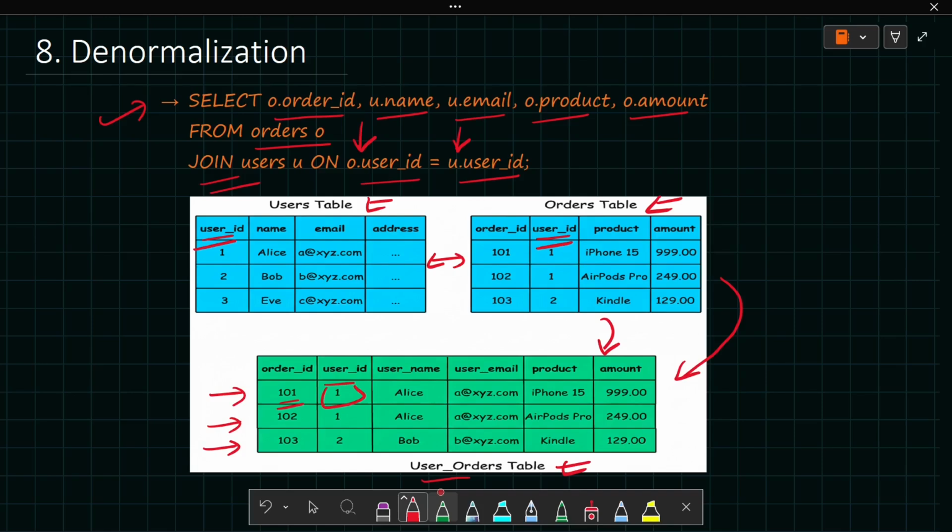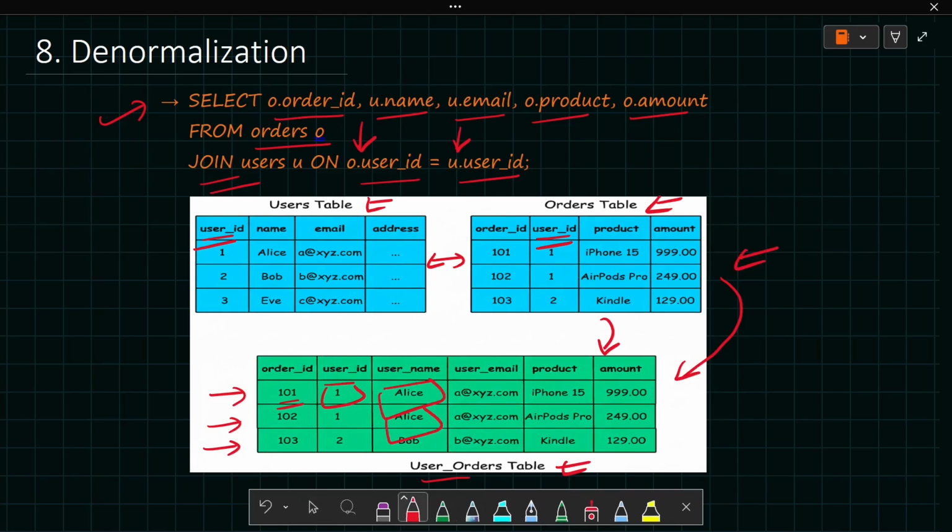Denormalization reduces the number of joins by combining the related data into a single table. Even if it means some data is getting duplicated, we are actually reducing the access time.